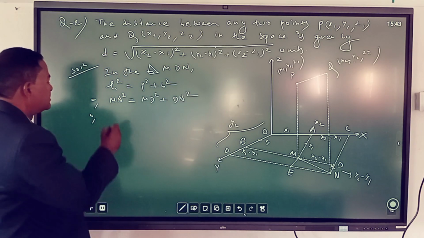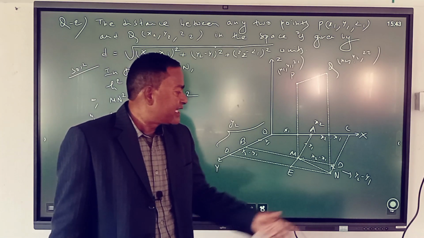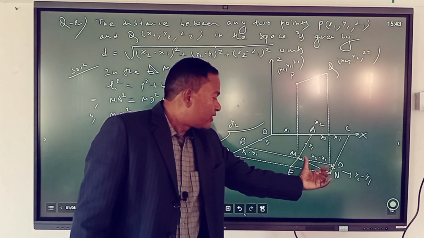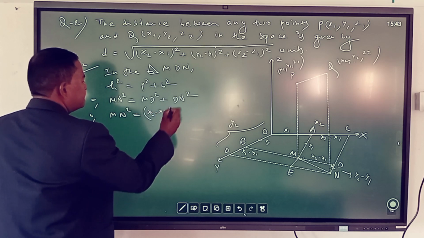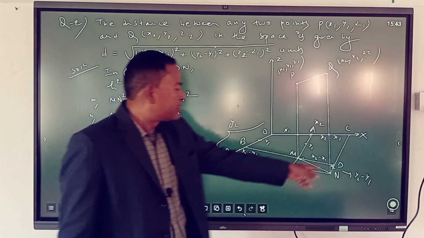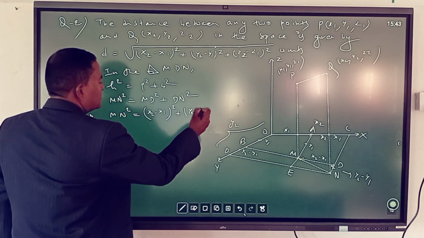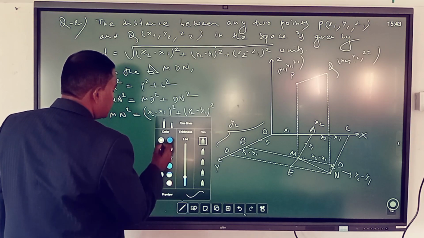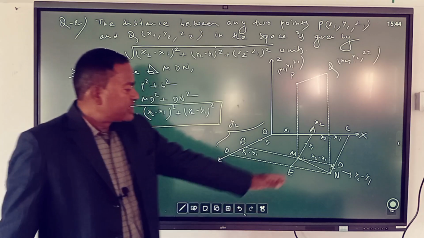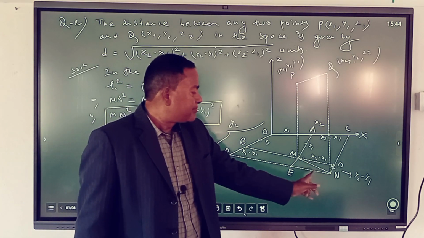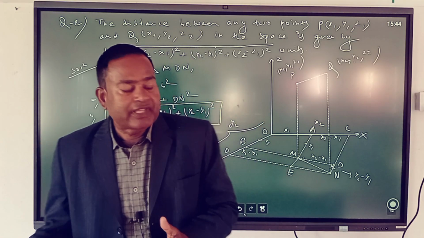So dear student, MN square will be equal to, let us put the value of MD and DN. The measure of MD is x2 minus x1, and the measure of DN is equal to y2 minus y1. So dear student, by using the Pythagoras theorem from the right angle triangle MDN, we have got the measure of MN. We have found the distance MN, or we can say the length of MN.